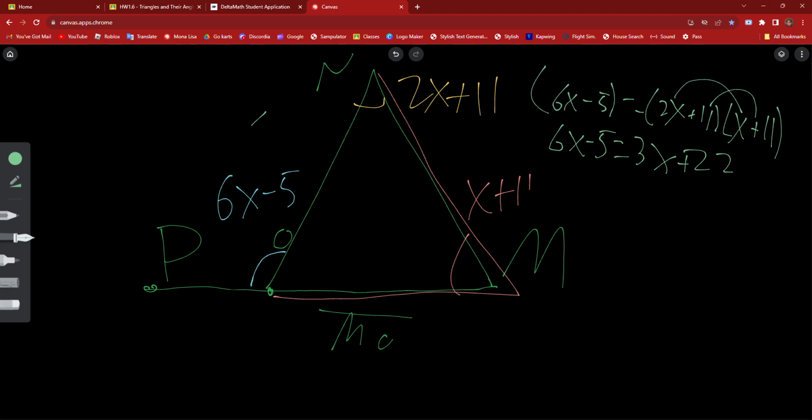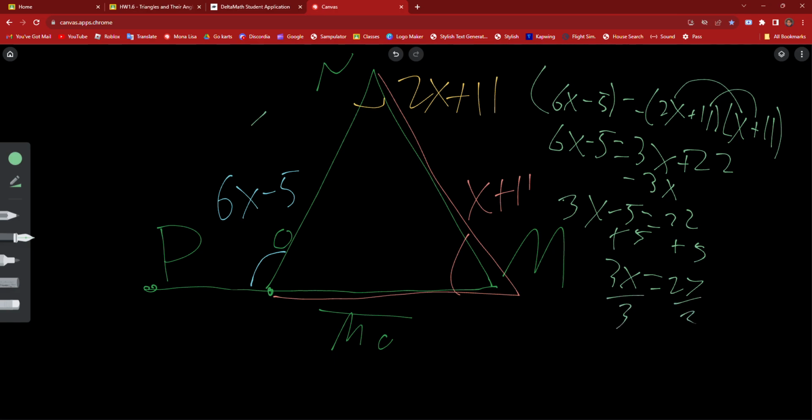So, from here you're going to subtract 3x in order to get 3x. I just had a brain moment there. And then you're going to add 5, which gives 3x equals 27. Now you're going to divide by 3, and you're going to get x equals 9. And because they are only asking us to solve for x, then we are just simply going to list down 9.